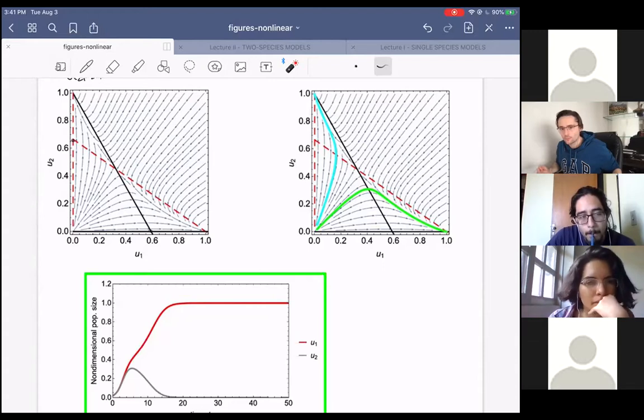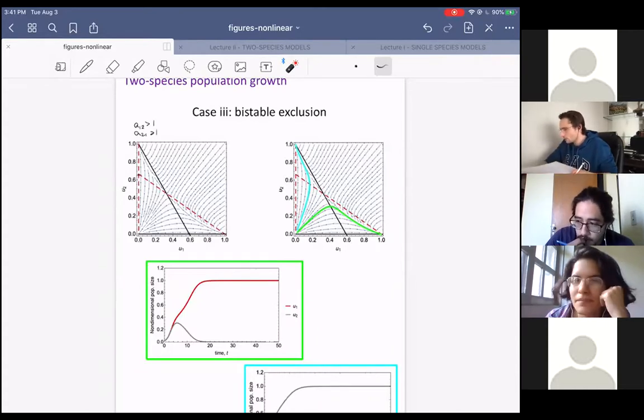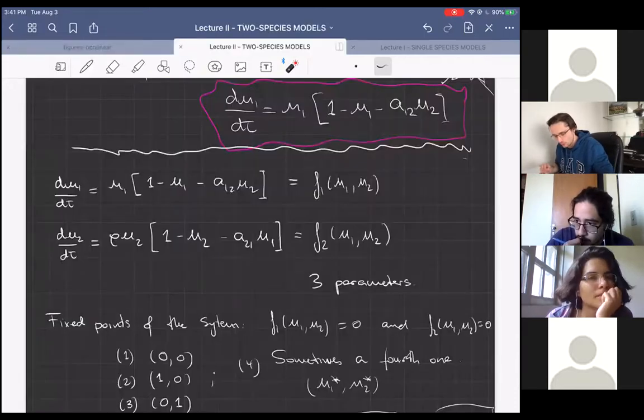No? Okay, so if there are no more questions, I want to touch a little bit on how to go beyond competition of yeast to use this model.